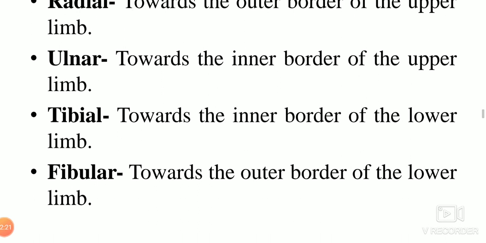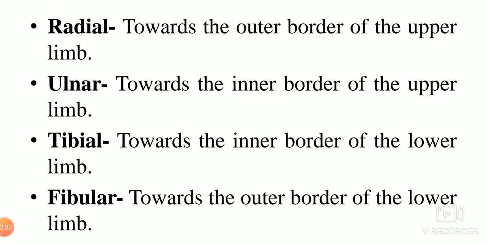Now radial. This terminology is given according to bone names. Radial lies laterally. Ulnar lies medially. Radial is towards the outer border of the upper limb. Ulnar is towards the inner border of the upper limb. Tibial is towards the inner border of the lower limb. Fibular is towards the outer border of the lower limb.